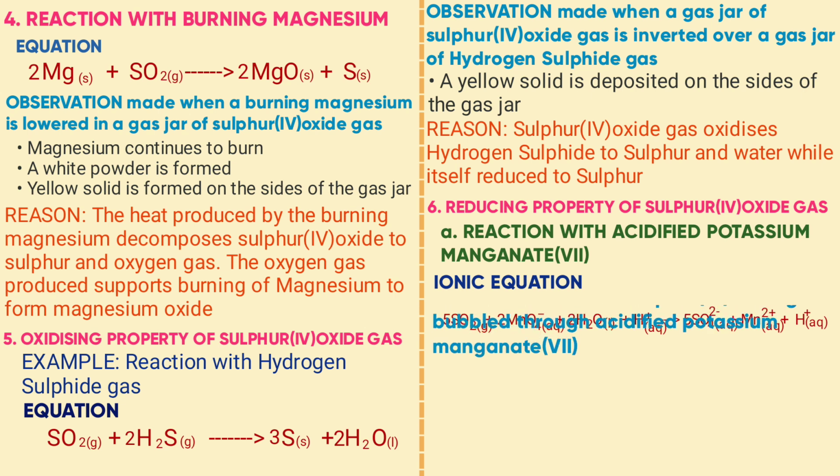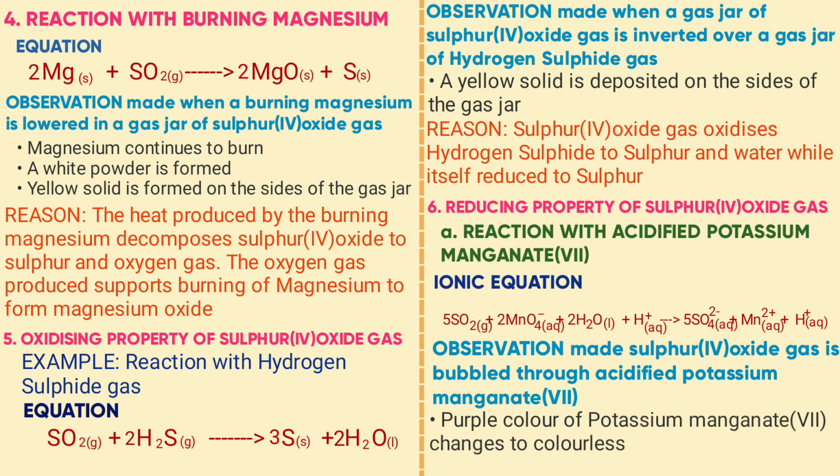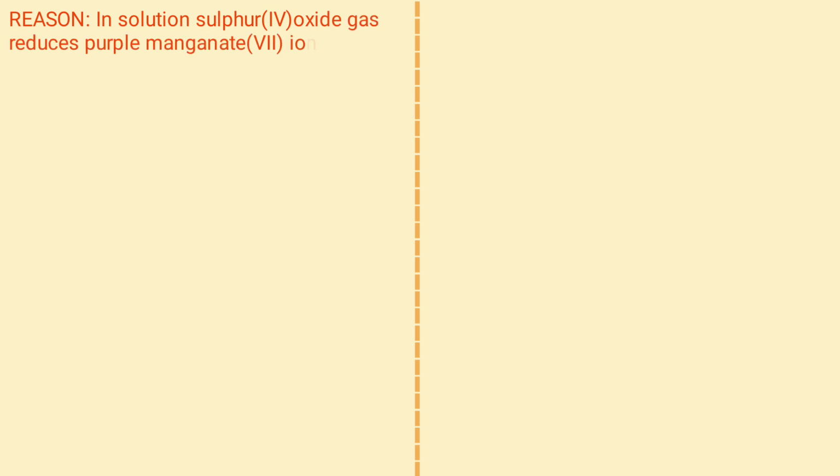Now, the observation made when sulfur dioxide is bubbled through acidified potassium manganate 7: the purple color of potassium manganate 7 changes to colorless, or you can say the potassium manganate 7 solution is decolorized. Reason: in solution, sulfur dioxide gas reduces purple manganate 7 ion to colorless manganese 2 ion, while itself being oxidized to sulfuric acid.